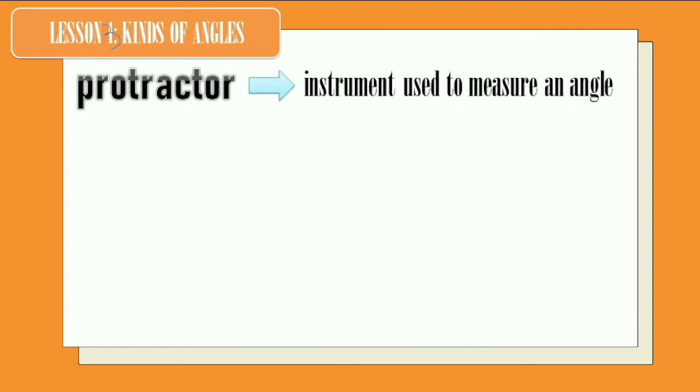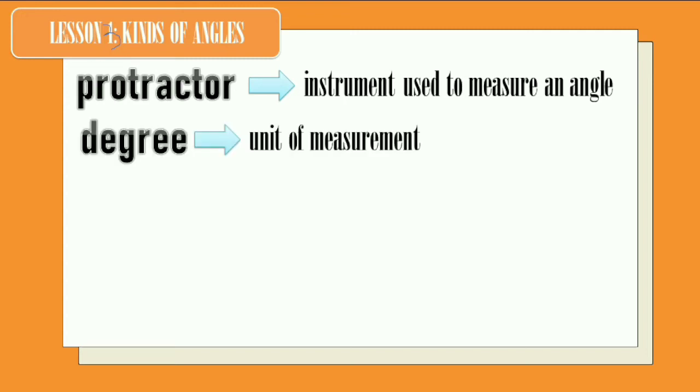Lesson 3. Now, let us have our protractor. A protractor is an instrument used to measure an angle. So, kung sa temperature, meron tayong thermometer. Tapos, sa length, meron tayong ruler or meter stick. Sa angle, meron naman tayong protractor. And the unit used to measure an angle is called the degree.